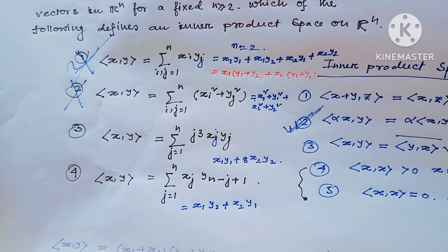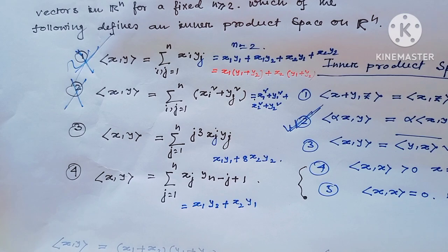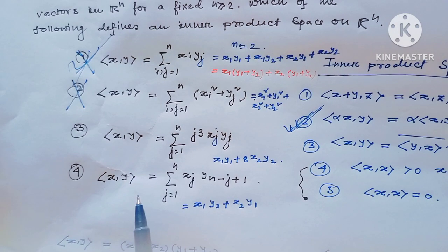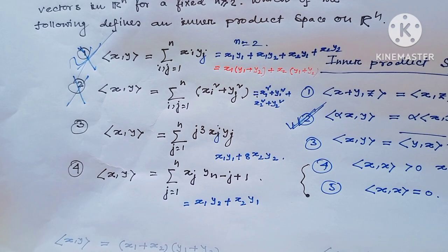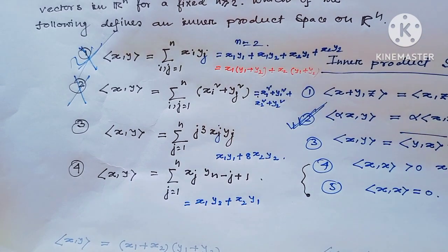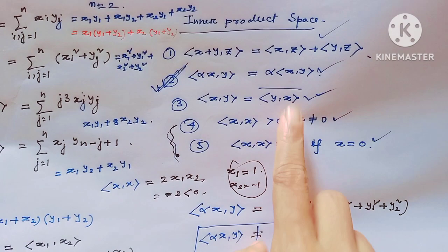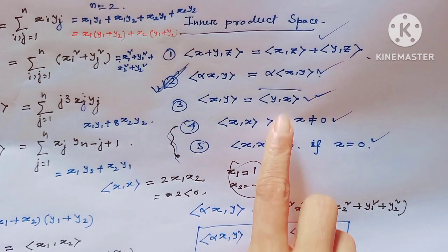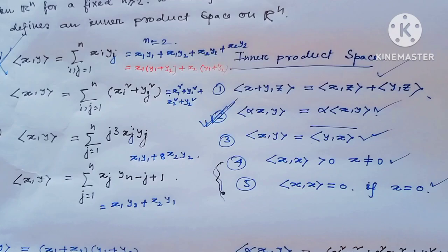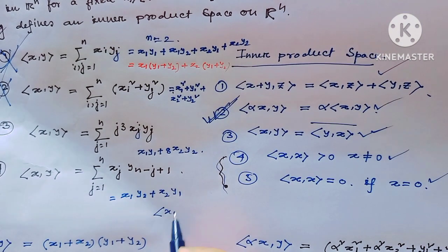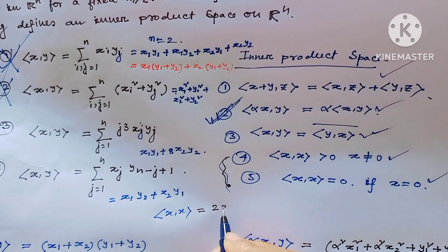I will see whether the fourth option is true. The fourth option indicates the inner product of x with y equal to x1 y2 plus x2 y1. At first I will check the positive definite part, because to check an inner product, more questions can be solved by this positive definite part. For positive definiteness, the inner product of x with x would be 2 x1 x2.